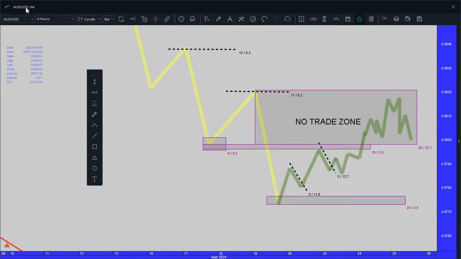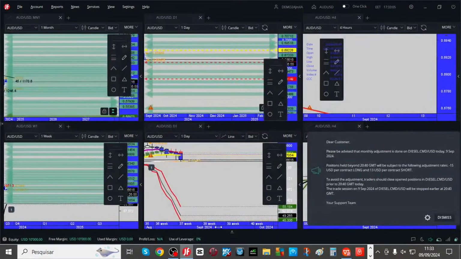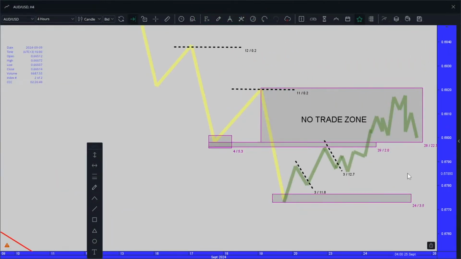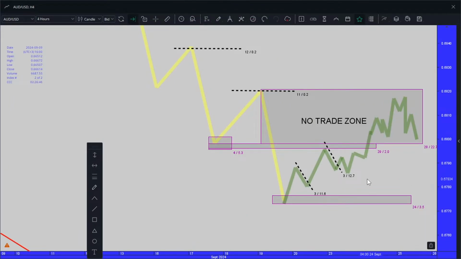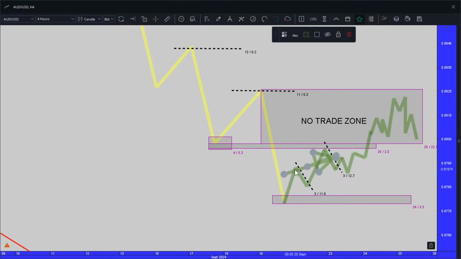If your way is not working, why don't you try mine? Some of you are still stubborn out there after a few years. Some of you make some money or not, but then the market goes in, and I'm telling you, don't trade in here, don't buy the market in here. It's the no trade zone, the zone of maximum risk. Anything can happen.